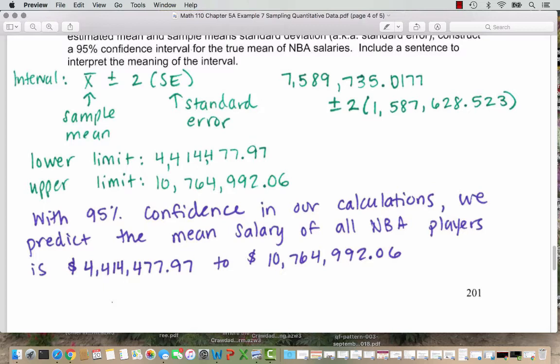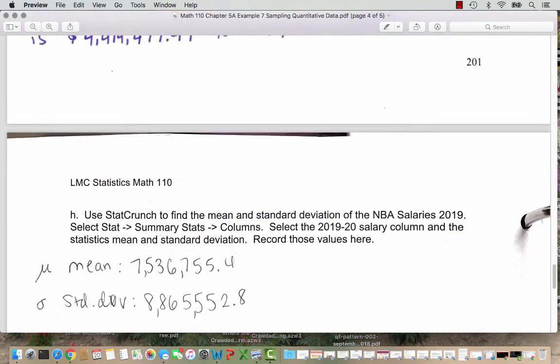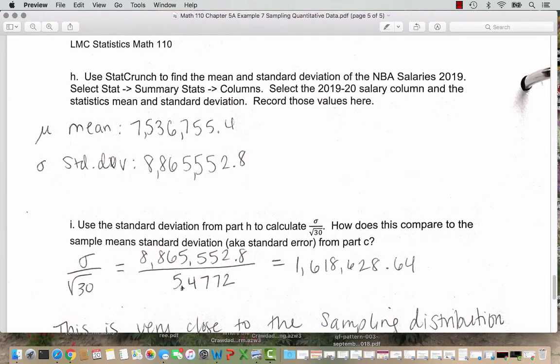So we could tell someone wanting to know, well, what's the average or mean NBA salary? Well, we're 95% sure it's somewhere between this 4 million and 10 or 11 million. So now we want to use StatCrunch to find the mean and standard deviation of the whole population because we have all the data here. If we're doing estimates in real life, we don't often have the whole population data, so we just estimate with samples. So I'm going to go into StatCrunch and select Stat, Summary Stats and Columns in my same data set here.